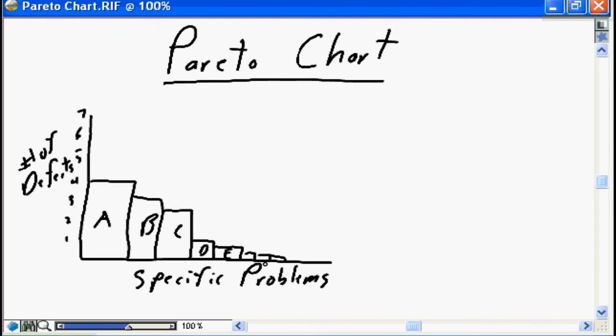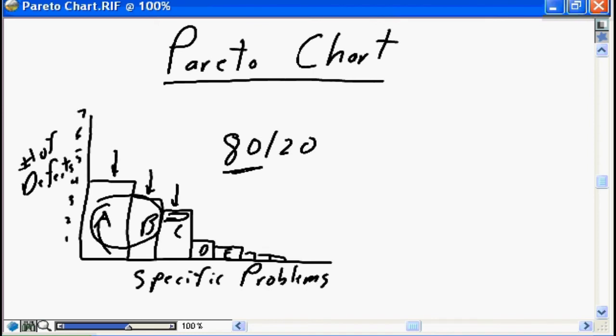The purpose of the Pareto chart, the focus of the Pareto chart, is the application of the 80-20 rule. If you can identify the 20% of the problems, meaning A and B, and possibly C, that are causing the majority of your problems. So with these three problems only, A, B, C, we have caught the majority of all of our problems. If we focus on resolving problem A, problem B, and problem C, we're going to spend 80% of our time focused on resolving those three problems.